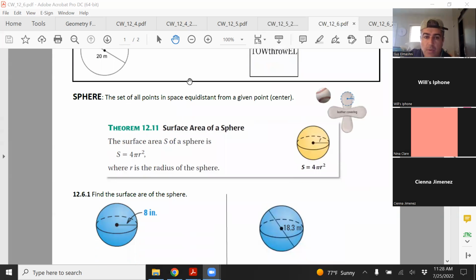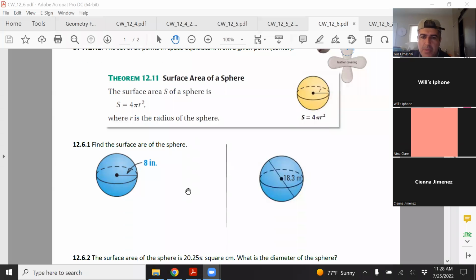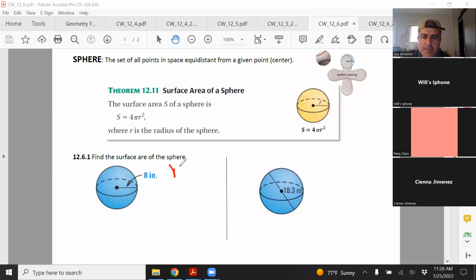The surface area of a sphere is very easy, 4 pi r squared. That's all it is. Might be hard to understand why that would be true. You can use a little bit of calculus to help you understand why that would work. That's something you'll see in a couple of years whenever you do calculus. But it's really just plug and chug. Here r is 8. Here r is going to be 9.15. That's the diameter right there. So surface area is easy, 4 pi r squared.